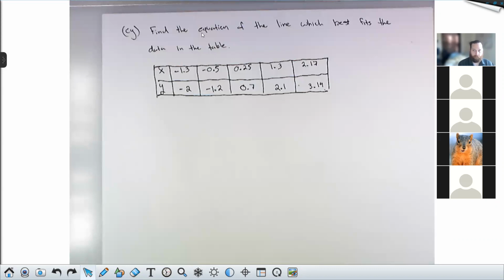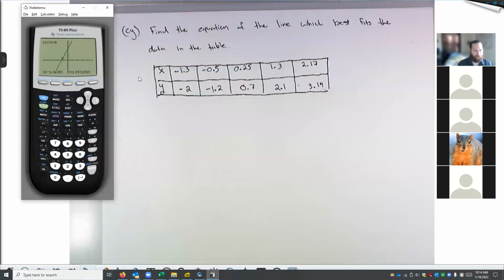We could graph this data, right? That's something we could do. But again, because the numbers are a little bit sloppy, drawing a graph by hand isn't going to be perfect. So let me show you how to do all this good stuff in the calculator.